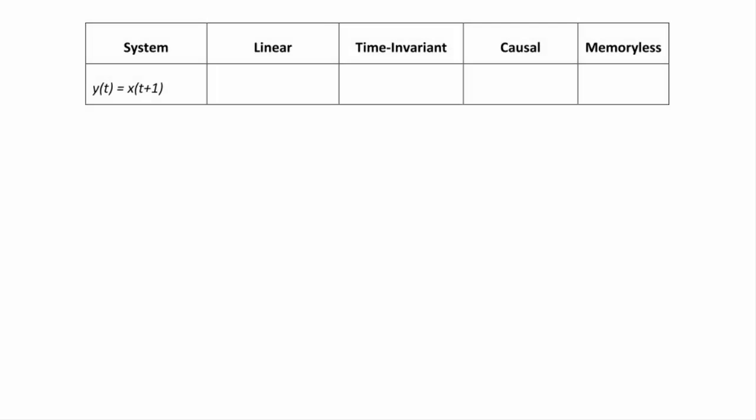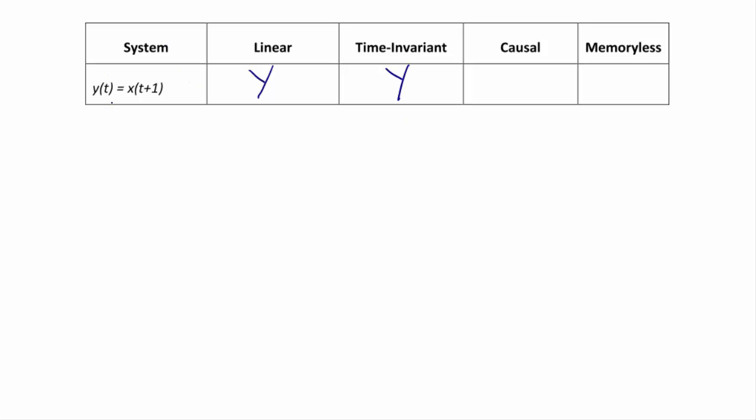So now that we've done several examples of this, there's some that we can immediately look at and determine whether it's linear, time invariant, causal, or memoryless. We can immediately see that if y of t is equal to x of t plus 1, this is going to be a linear system. There's no initial conditions, and there's no squares or absolute values or signs or anything like that that would make it nonlinear. And we immediately see that if we delay the input, the output will be delayed. So we can immediately see that this is also time invariant.